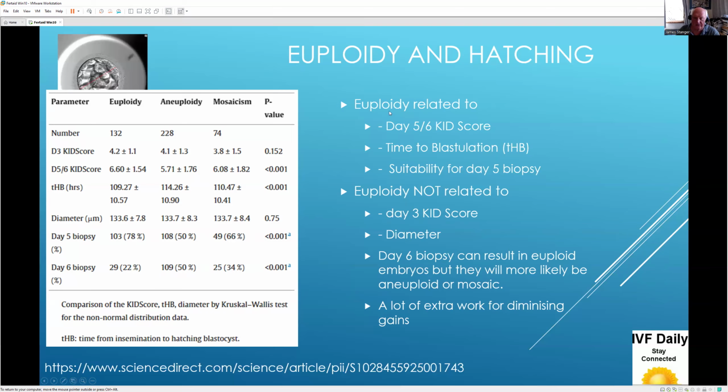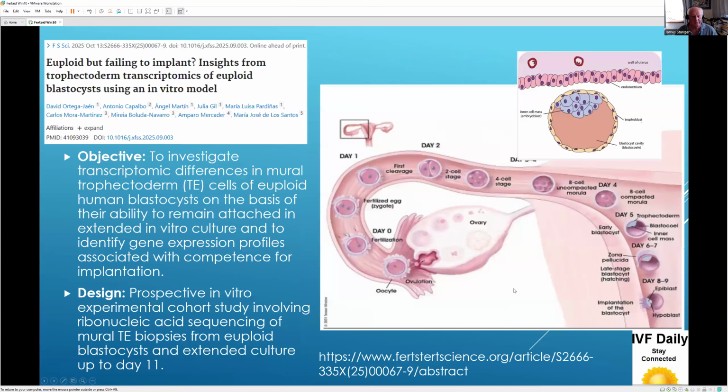So a comment here is that euploidy is related to day 5, day 6 KID score, time to blastulation, and suitability for biopsy on day 5. The euploidy was not related to day 3 KID score or the diameter. And I can make a comment: even though day 6 biopsies can result in euploid embryos, they're more likely to result in aneuploid or mosaic. It's a lot of extra work for a diminishing gain.